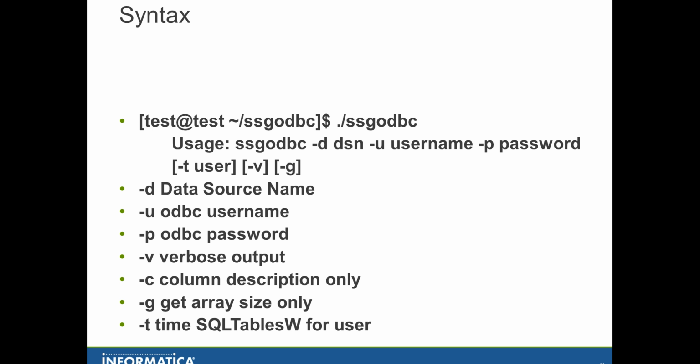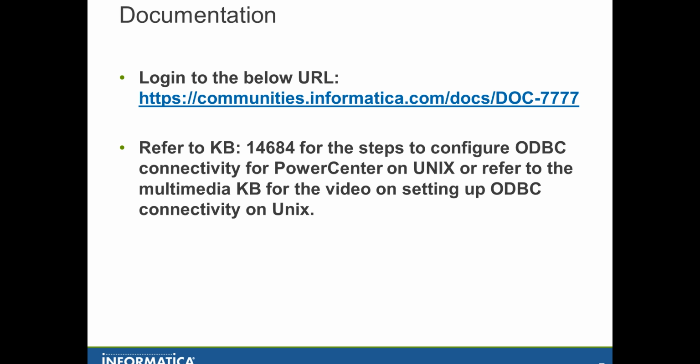Invoking this SSGODBC command gives you the parameters that can be used with this utility. The -d is the data source name that you have provided within the ODBC.ini file. -u and -p are the username and password that you use to connect to the database, and -v is the verbose output. So logging into the URL listed here enables you to download this utility.